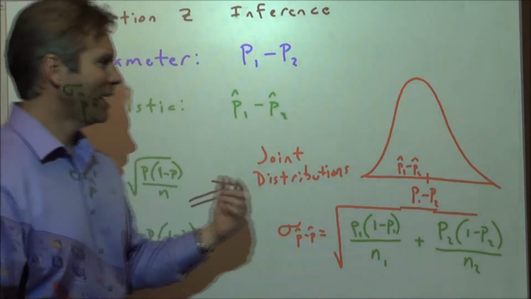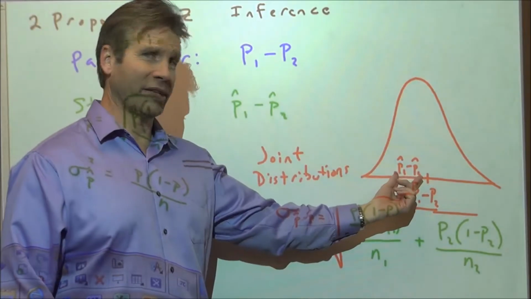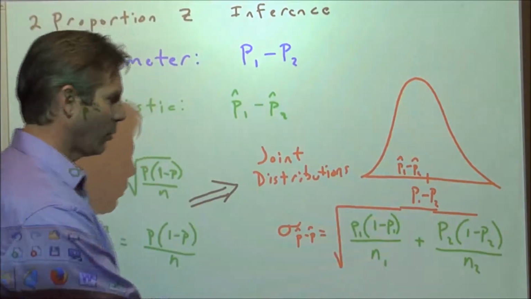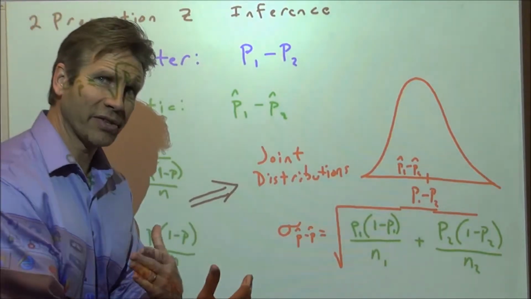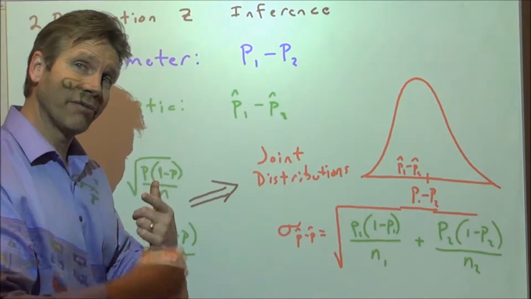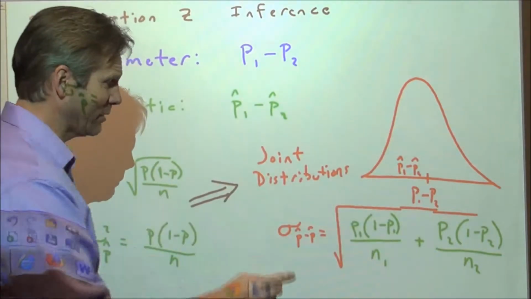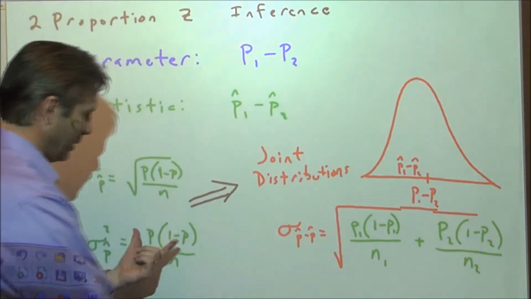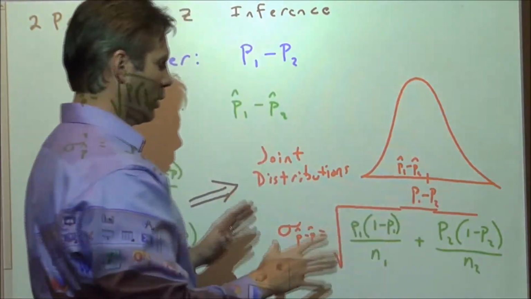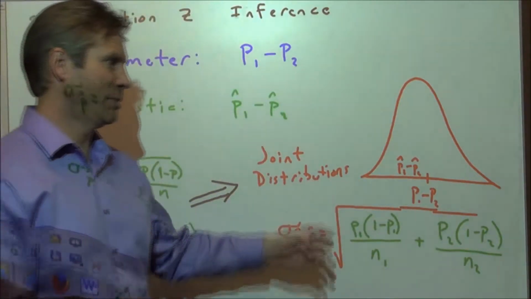Now, any time that we're taking the difference of two things, like the difference of two sample proportions, it is a joint distribution. And so we can't add standard deviations together to get the new standard deviation in a joint distribution, but you can add variances together to get the new variance. That is why, when you see this formula, we're taking the variance of each, adding them together, and then taking the square root to get the standard deviation of this joint distribution.